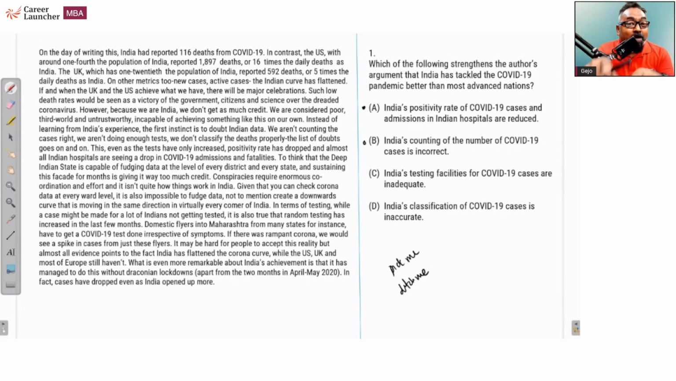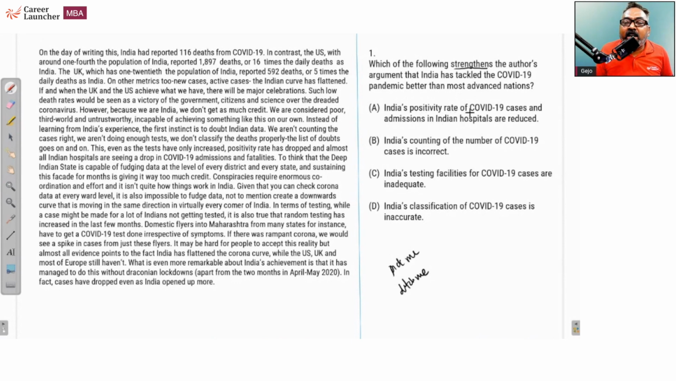Now, if it's happening because you've not read the passage properly, then that is your fault. The biggest problem happens because we end up rushing through the passage, which is not neat. Once you understand the passage, you can easily answer the questions. Look at this. Which of the following strengthens the author's argument that India has tackled the COVID-19 pandemic better than most advanced nations? We have to support the author, say that India is awesome.